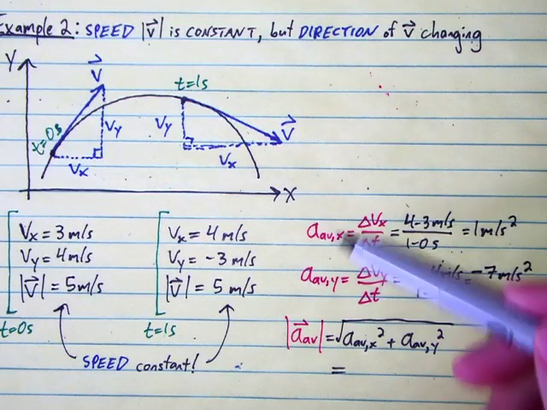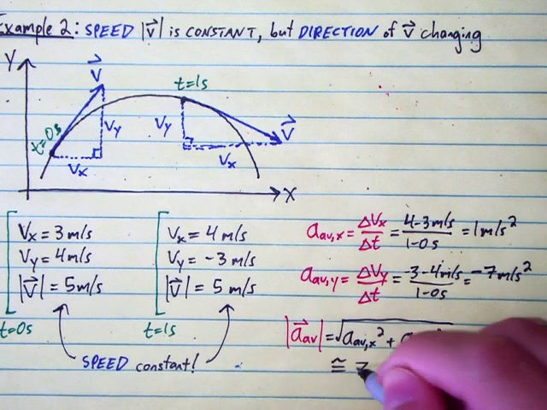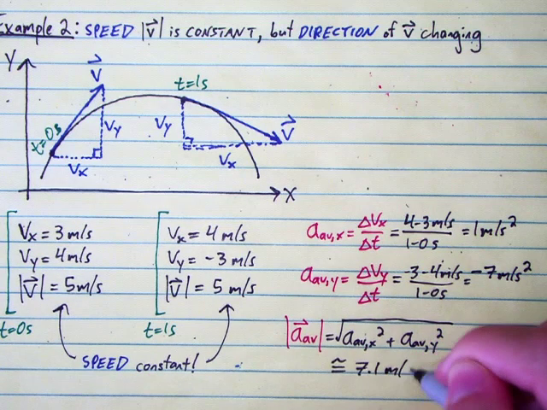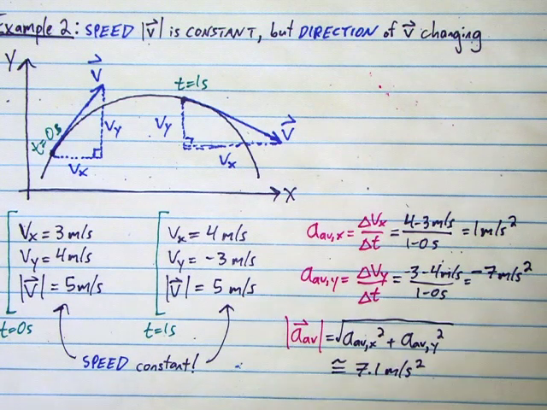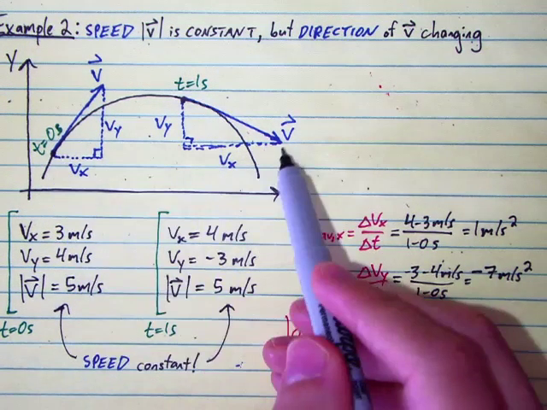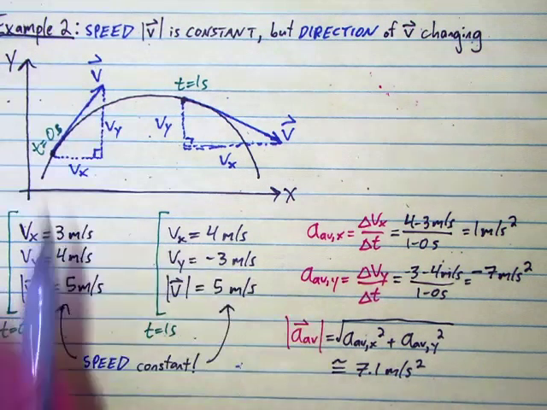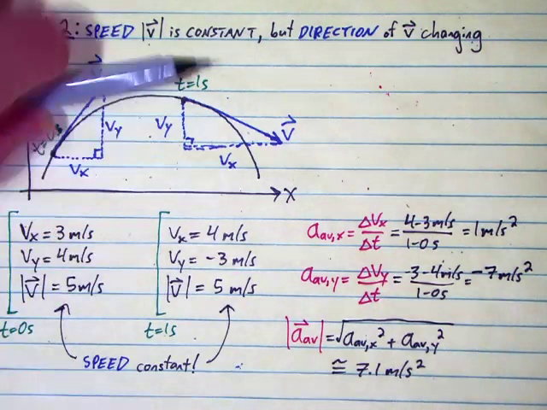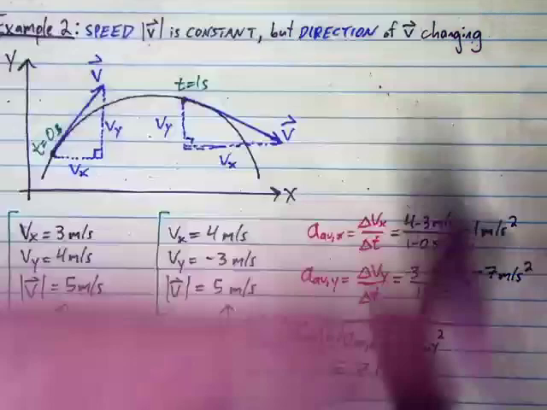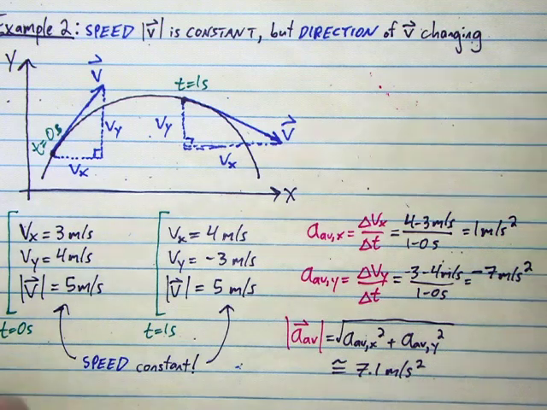And then the magnitude of the acceleration given these two components is going to be approximately 7.1 meters per second squared. Okay, clearly we have an acceleration here. The x component of the velocity is changing. It increased at a rate of 1 meter per second squared, and the y component decreased. It was positive, it had to go to 0 and then become negative. So it changed by negative 7 meters per second every second.